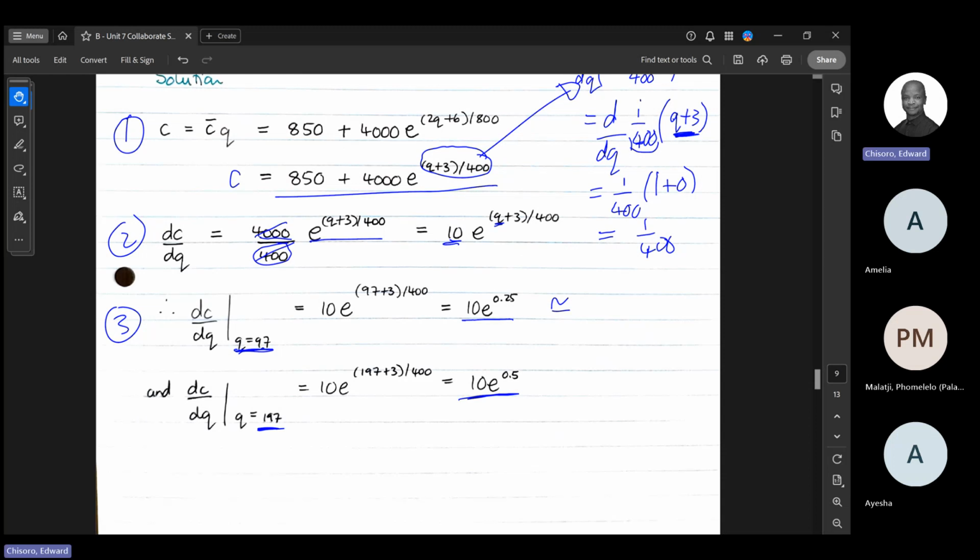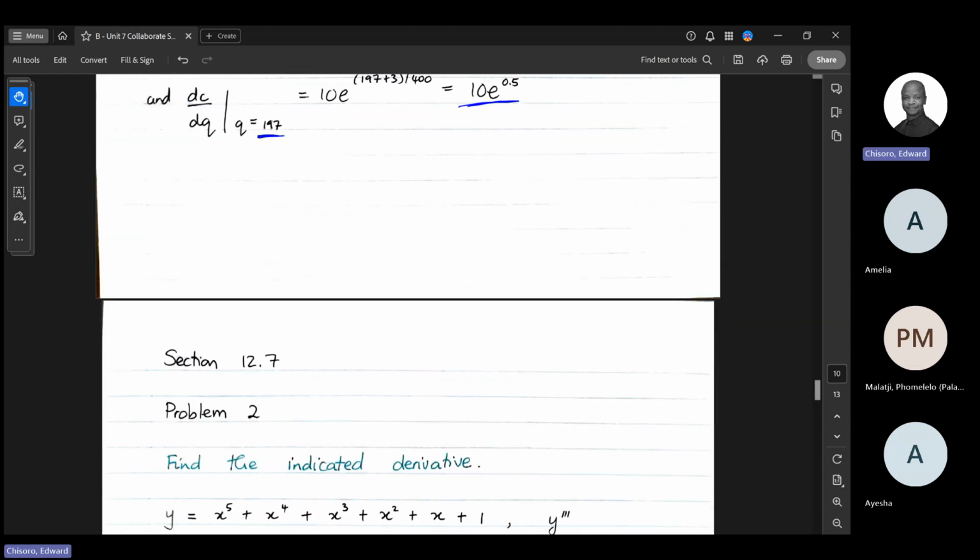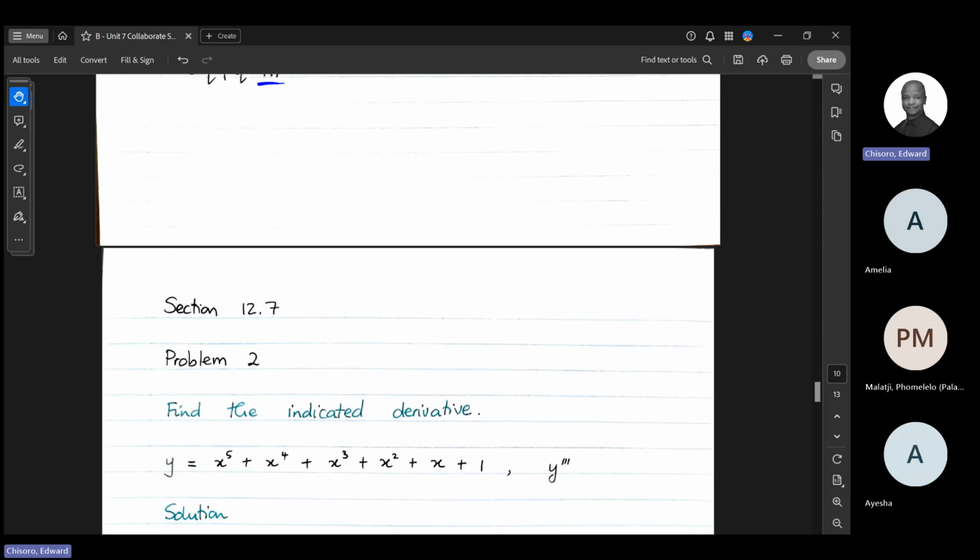Right, so we'll move on to the next section. So problem number 2 for section 12.7. I think this section is actually the higher order derivatives, which is nothing but practice of what we already know. So higher order derivatives are just doing derivatives repeatedly. So if I ask you for the third derivative, it is just differentiating 3 times.